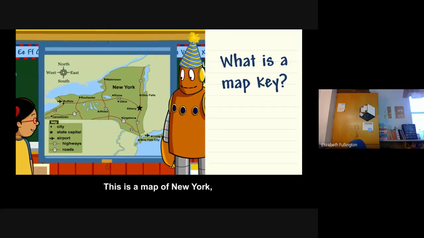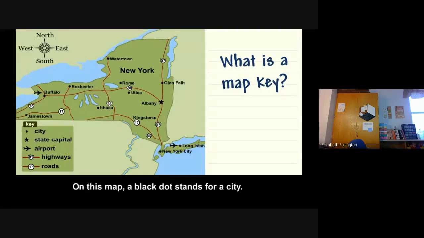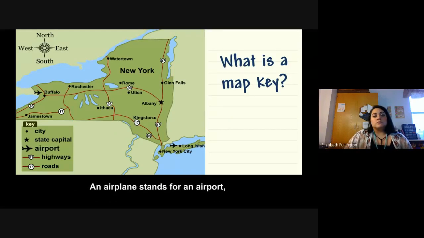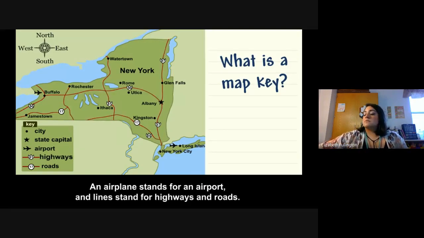This is a map of New York. And here's the map key. On this map, a black dot stands for a city. A star stands for the state capital. An airplane stands for an airport. And lines stand for highways and roads.